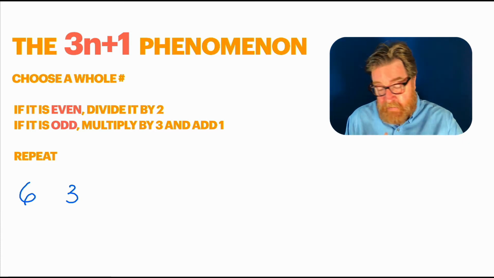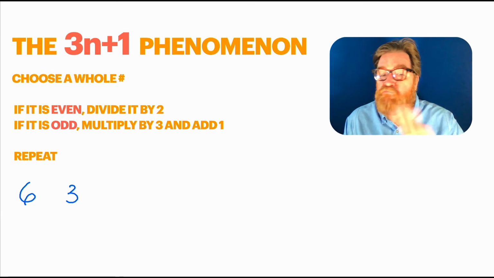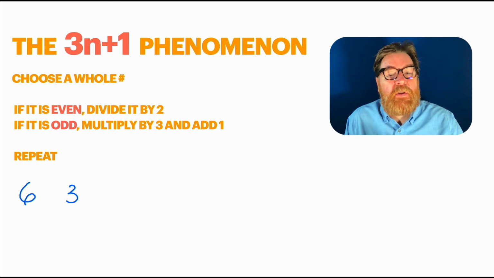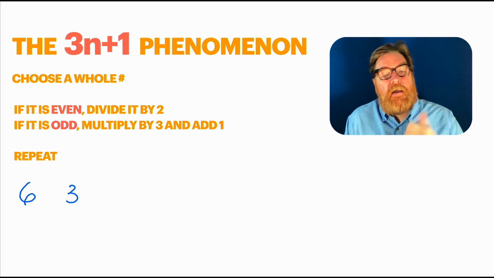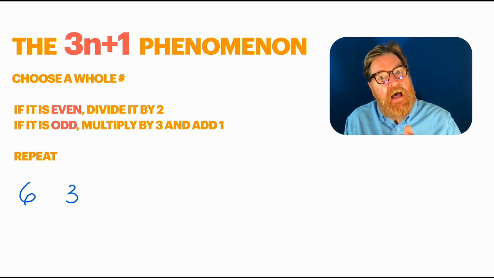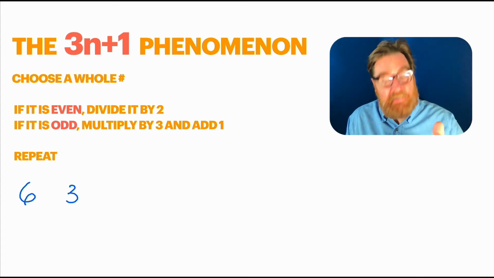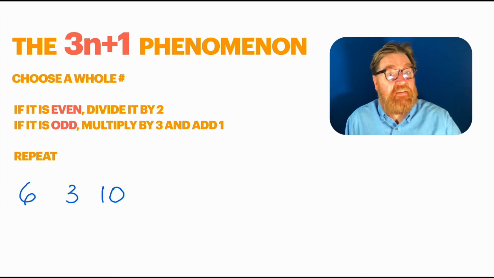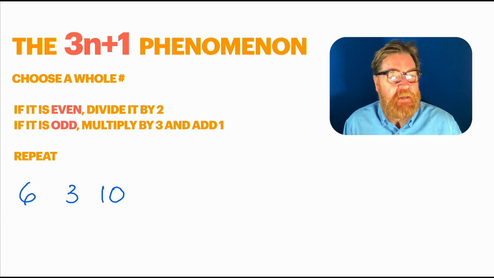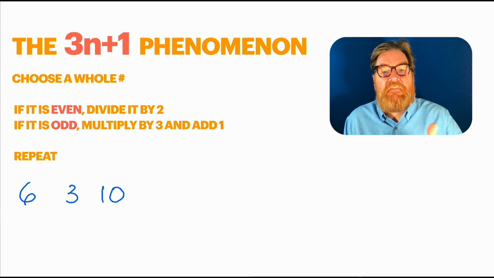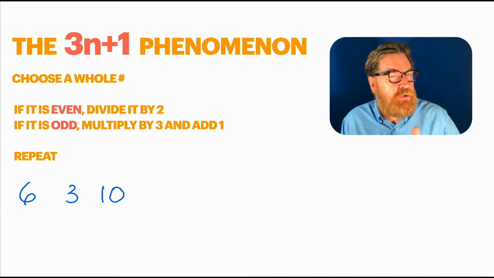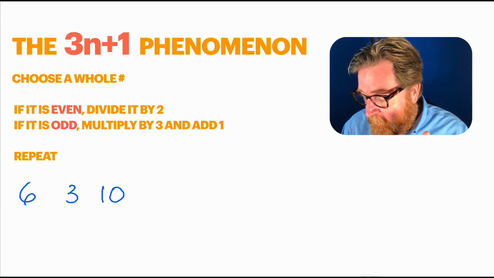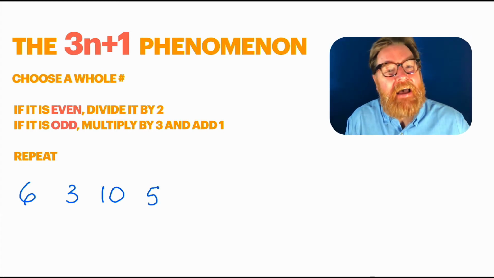Now, repeat the process with 3. Is it even? No. Is it odd? Yes. All right, so what do we do? We multiply by 3, and then we add 1. So 3 times 3 is 9, plus 1 is 10. Good. Our next number in this sequence is 10. All right, go back to the rules. It's even, so we divide it by 2, right? So 10 divided by 2 is, yell it out, nice, 5.